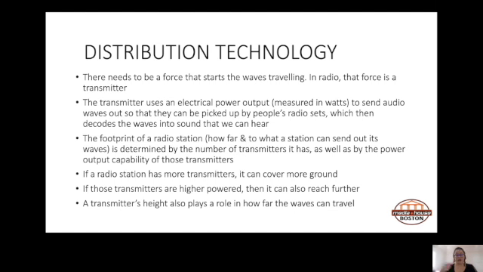The footprint of a radio station, so how far and to what a station can send out its waves, is determined by the number of transmitters that it has, as well as by the power output capability of those transmitters. If a radio station has more transmitters, it can cover more ground. If those transmitters are higher powered, then it can also reach further. So a transmitter's height plays a role in how far the waves can travel.